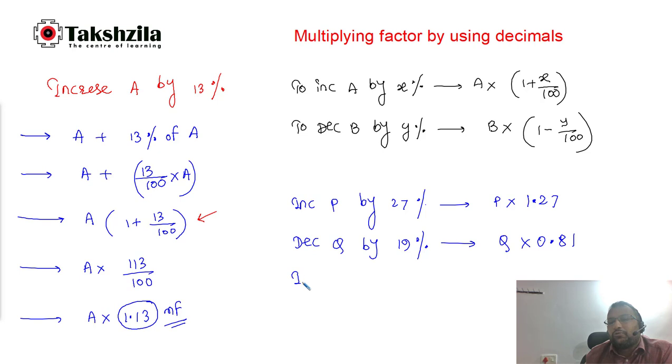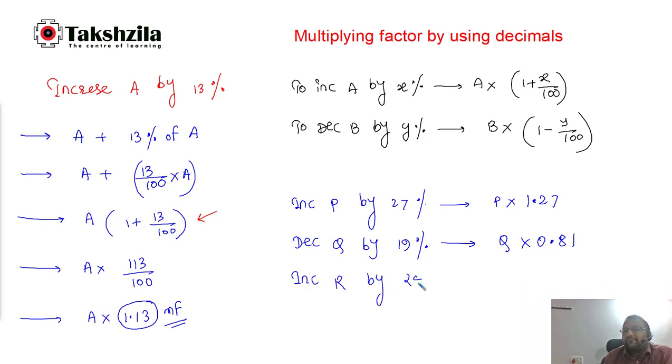After that, if I ask you increase R by 245%, we need to multiply R by which number? Let's have a look at it. 1 plus 245 by 100, 1 plus 2.45, that is nothing but 3.45. This is how we can use the multiplying factor by using decimals.